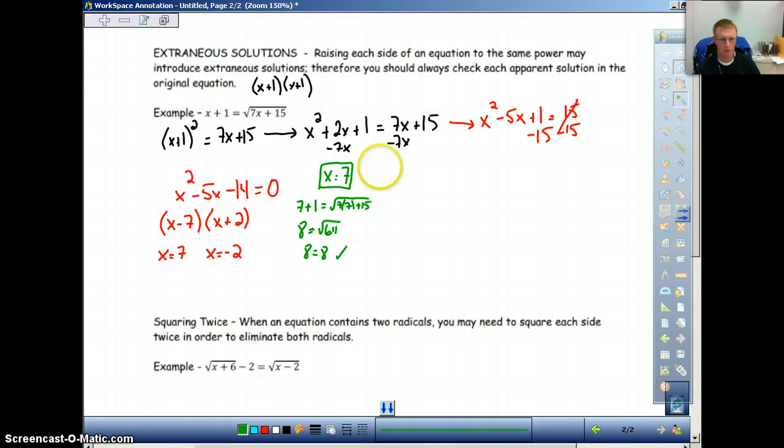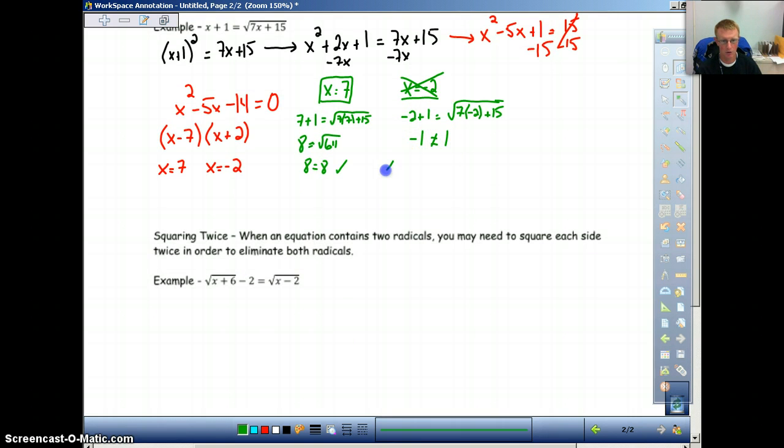So now let's do it with x equals negative 2. We have negative 2 plus 1 equals the square root of 7 times negative 2 plus 15. So this gives us negative 1 equals a positive 1. So that's where we have a problem. So therefore, this cannot be one of our solutions. So we know that x equals 7 is going to be our solution, our only solution in this case.